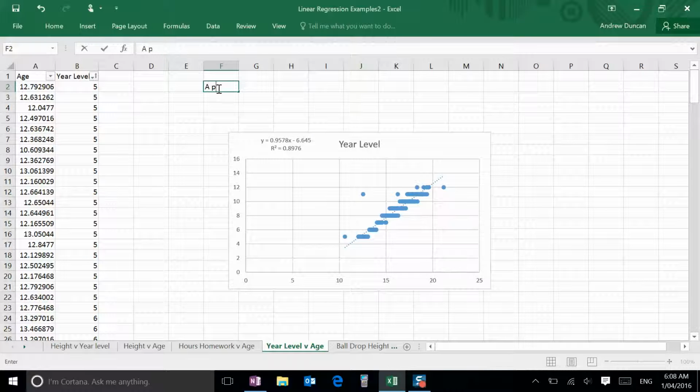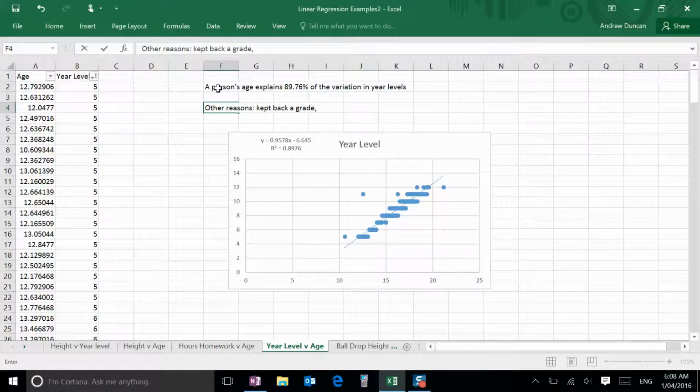Okay, so I'd write here: a person's age explains 89.76% of the variation in year levels. Okay, other reasons could be being kept back a grade. It could be more babies in certain months. Okay, it could be international students older than their peers. All those sorts of reasons are there.